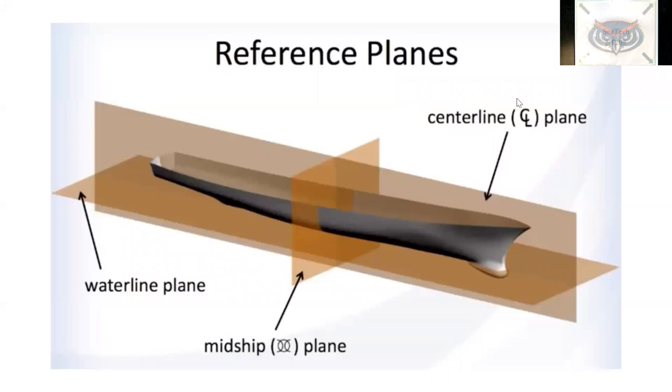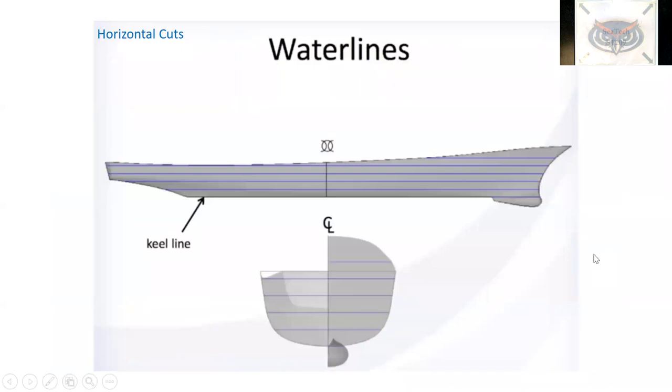So centerline plane, we denote with this symbol CL. Midship plane is this center circle with two cuts. Waterline plane, we just call WP. Okay. And that's what I was talking about. Different loading for the ship can give you different water lines. So if you have very little load, you'd probably get the bottom water line here, because your ship is floating high up in the water. If you load it up significantly, then one of the upper water lines will be in play.